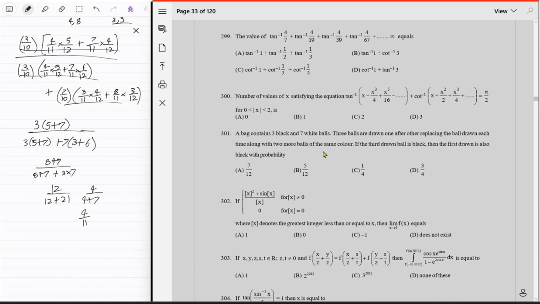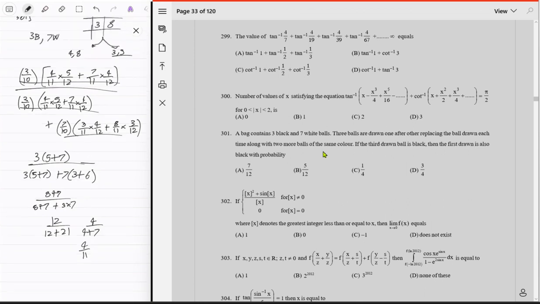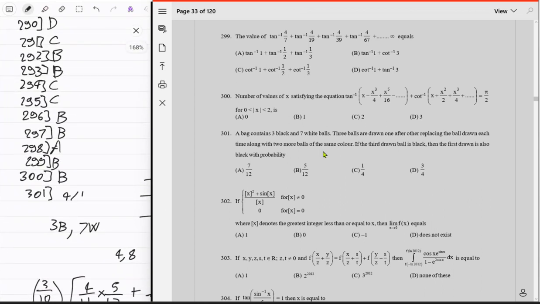It's really less than half. That's pretty obvious. This should really be 4 upon 11. It isn't there in the options for some reason, but I'm pretty sure it's just 4 upon 11. So our answer is 4 upon 11. Okay, next.